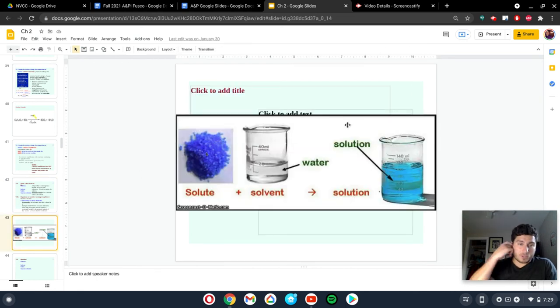Going back to the picture, solute is the solid on the left. Solvent is the liquid, in this case water, so it's aqueous. You put them together, you make a solution.